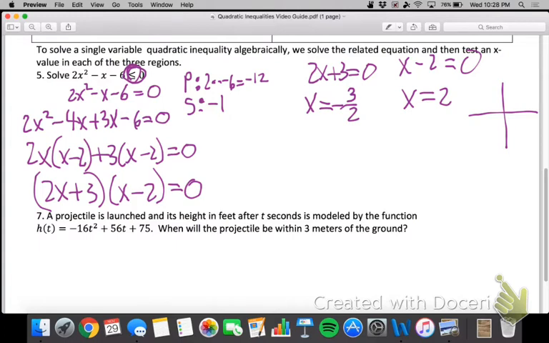And it's going to cross at negative 3 halves, and it's going to cross at positive 2. So the part where it's below would be this, right? So that's between negative 3 halves and positive 2. So that means the answer to this question is negative 3 halves is less than or equal to x, and x is less than or equal to 2.